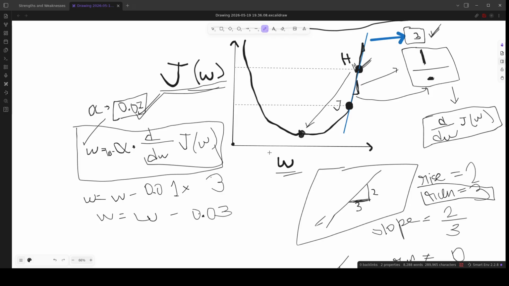Note that this isn't equality. We aren't saying that these two values are equal. We are saying that the new value of W will be equal to the old value of W minus 0.03. We update the value of W each iteration, and we keep doing this until we converge at a point where the cost is at a minimum. For example, after this step we reach J, then we might reach this point, then this point, and slowly we reach this point where the cost with gradient descent converges and the training is finished.